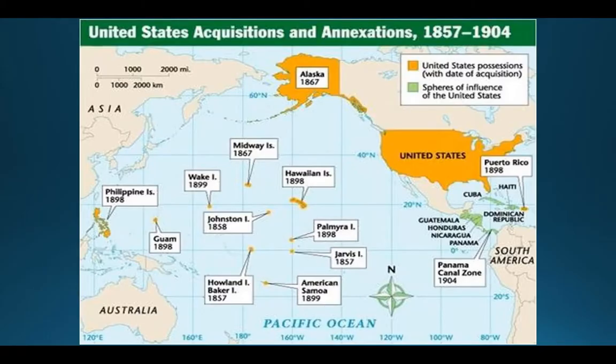This map does a really good job at showing all of the new acquisitions and annexations by the United States between 1857 and 1904, when the United States will officially take control in the Panama Canal zone. So you can see why all of these are particularly important. They're all stopping points along the way across the Pacific Ocean, and they act as good bases and trading depots, essentially, for the Americans and other countries on their way.